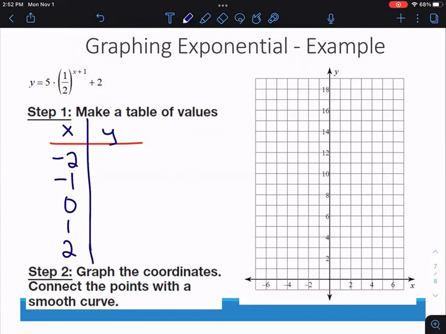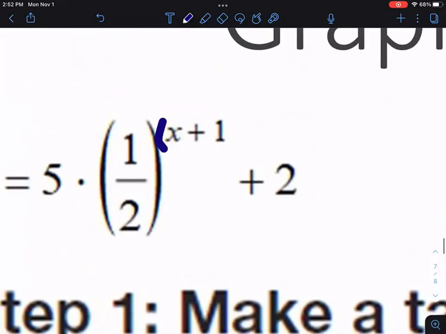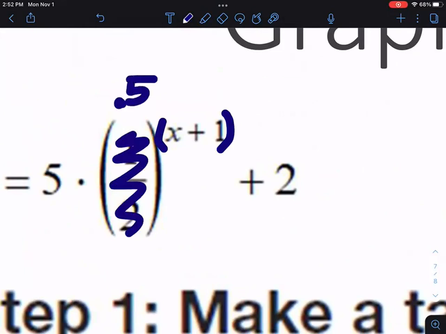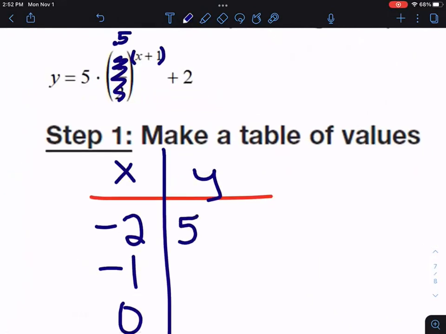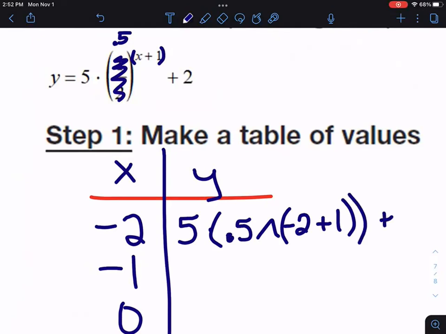Again, it kind of gets confusing because we need to put parentheses around this. I might change this 1/2 to 0.5 just to save myself a set of parentheses there. So I would type in 5 times 0.5, caret key, -2 + 1 in parentheses, because all of that belongs in the exponent. And then I'm going to close my other set of parentheses +2.